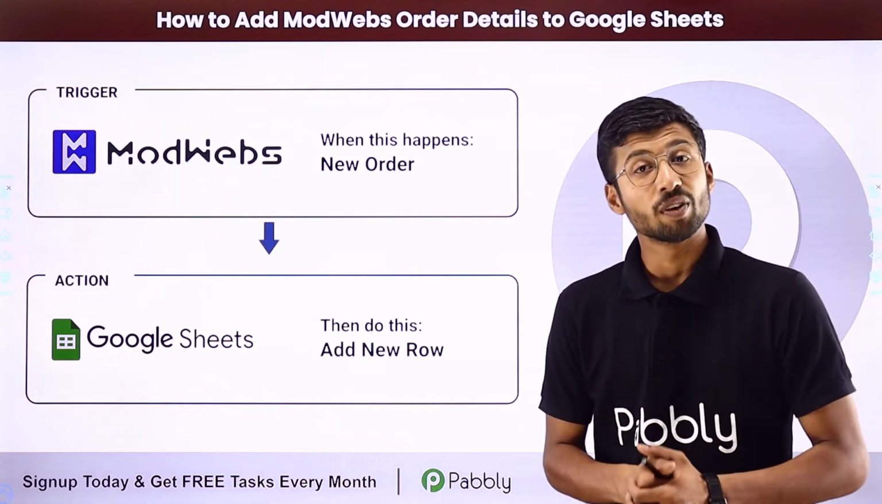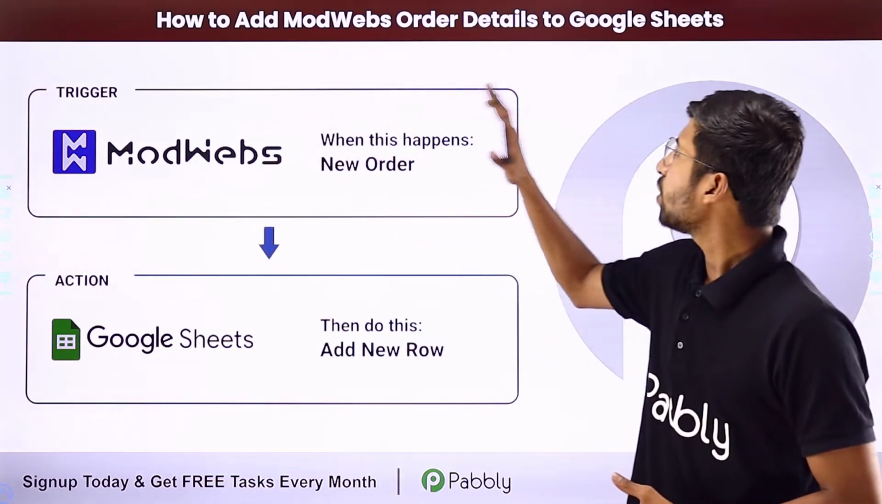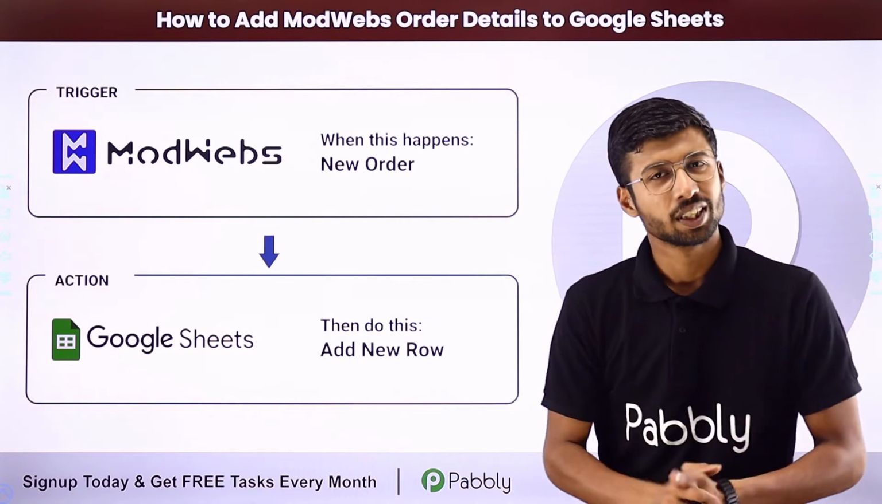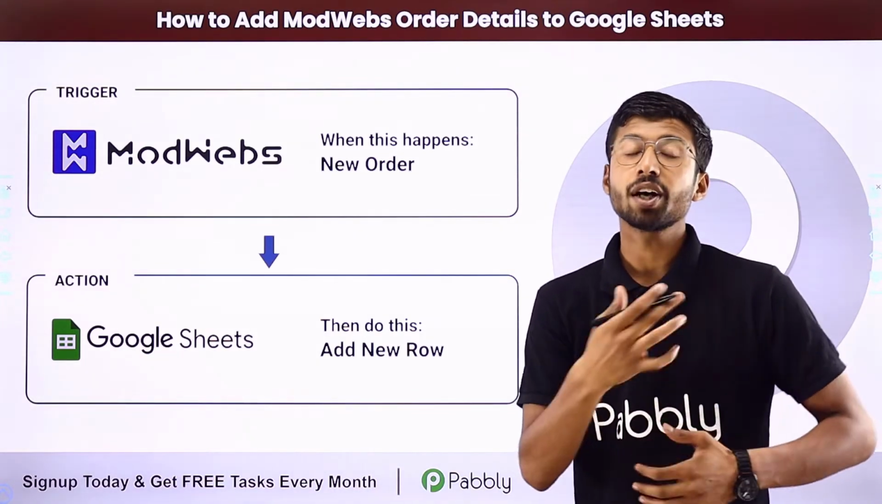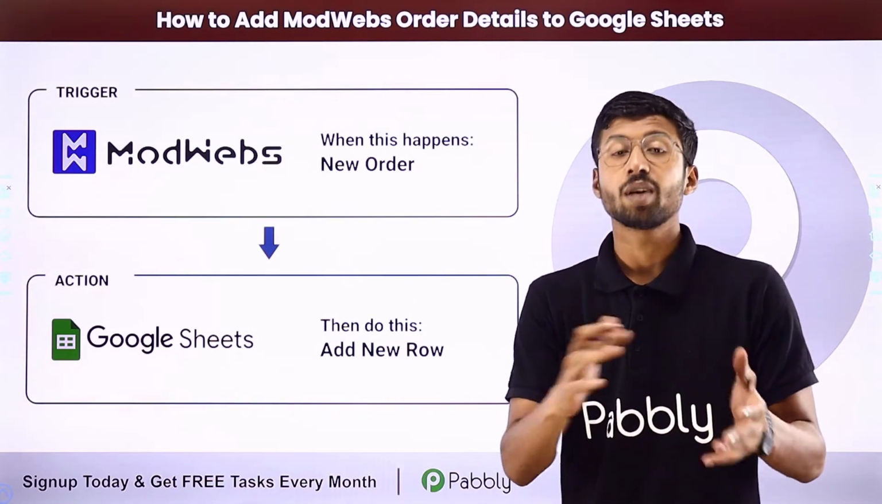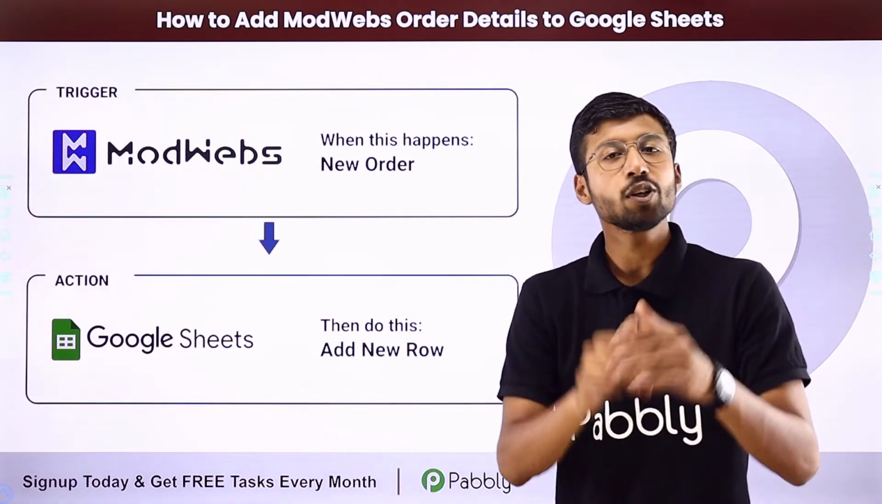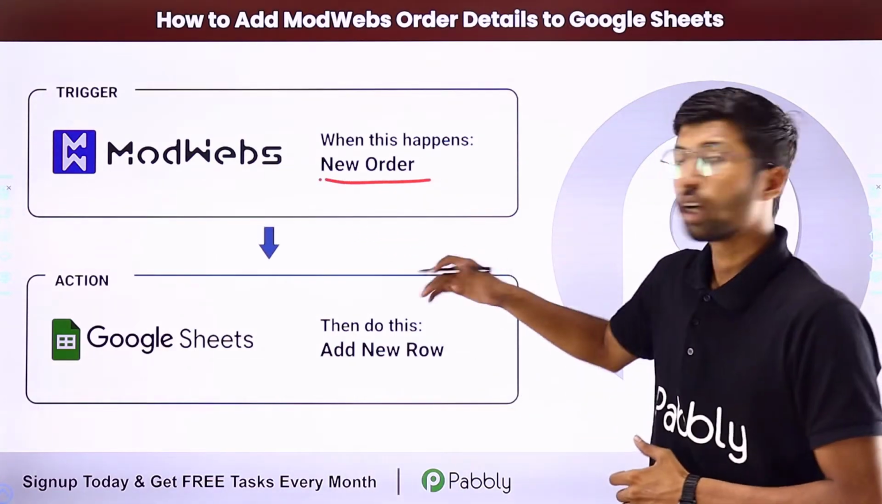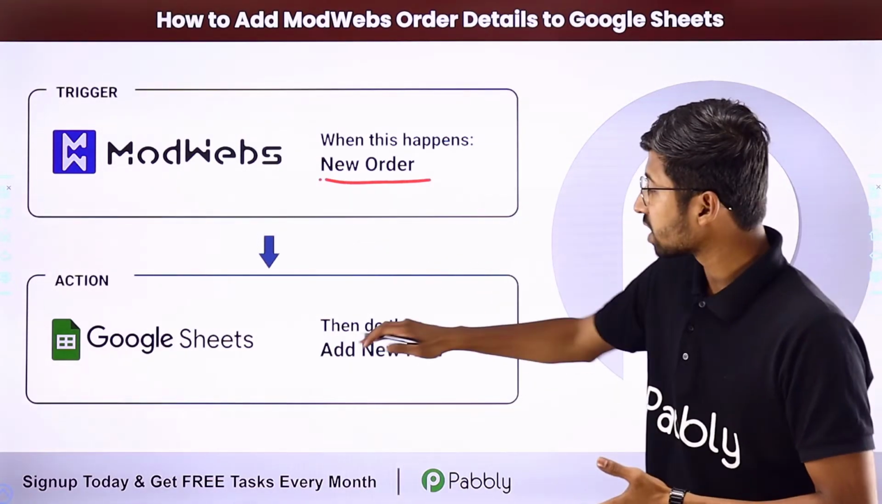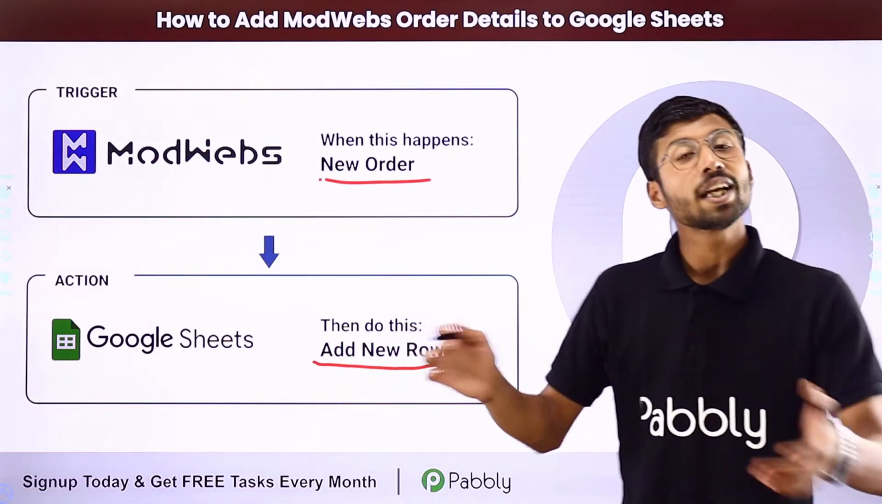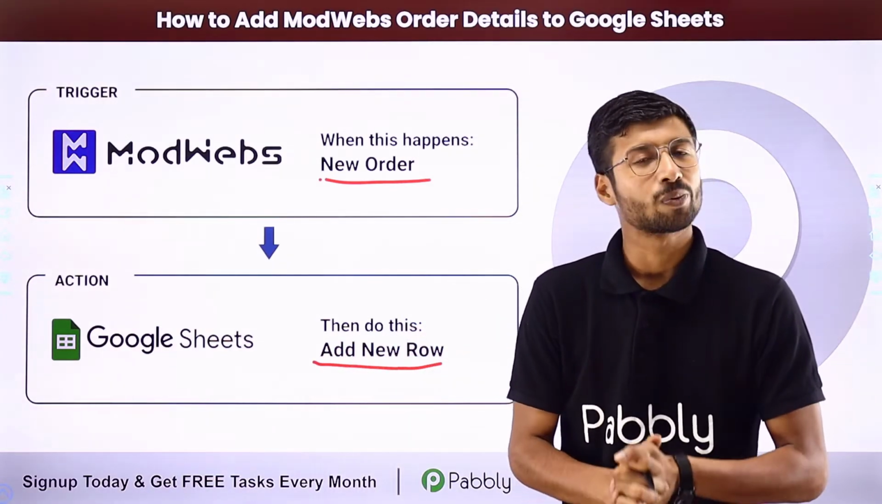So in this video, we will learn how to add ModWebs order details to Google Sheets. Now suppose, guys, you have created some kind of website or e-commerce store using ModWebs and you want that whenever you receive a new order on your store, you want to add those new order details into a Google Sheet. So let me tell you, you can completely automate this process.